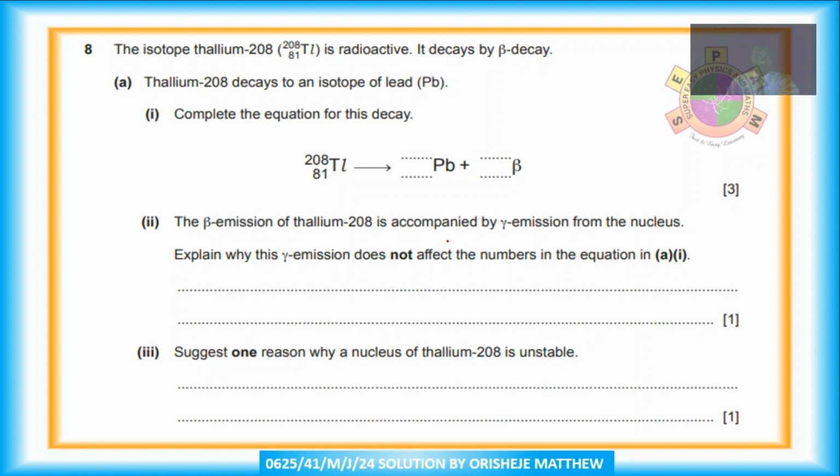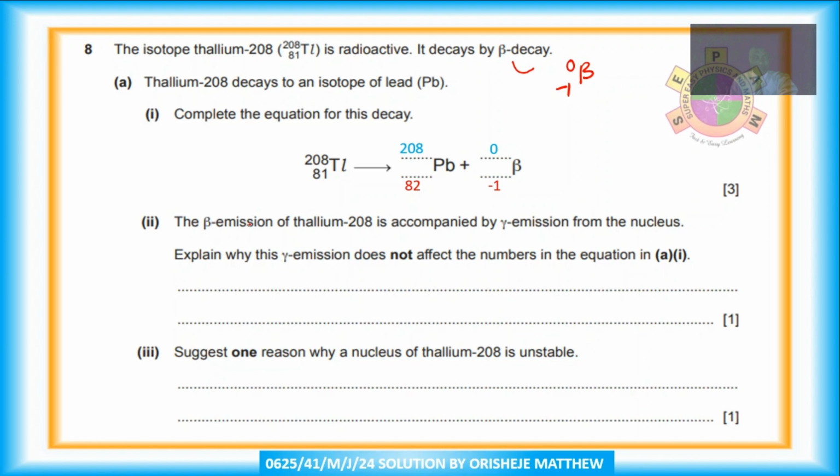Okay, so all we need to do is to balance the numbers. For beta decay, what is the representation of beta? Beta is 0 over minus 1. So if it releases beta, you balance the nucleon number: 208 take away 0, so the mass number of lead is going to be 208. Then you go to the atomic number, the number at the denominator. What will I add to negative 1 to give me 81? 82.